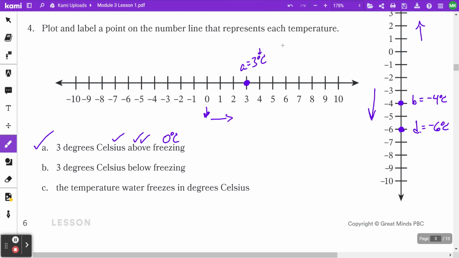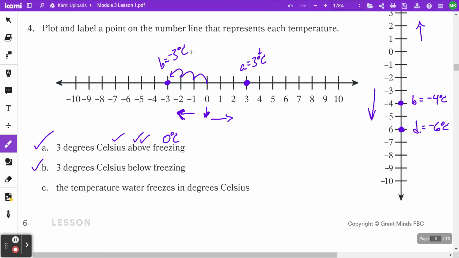That's my little degree symbol, by the way, that little circle. 3 degrees. Now for the next one, 3 degrees below freezing. Well, if I'm going below freezing, right, I'm going to either go down or to the left. Well, in this number line, it's to the left. So it's going to be this guy right here, right? Because I'm starting here. 1, 2, 3. So that's B equals negative 3 degrees Celsius.